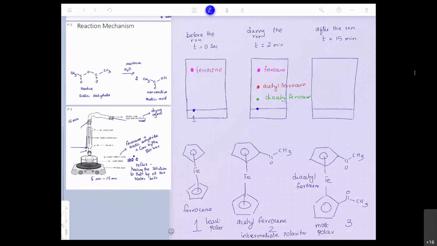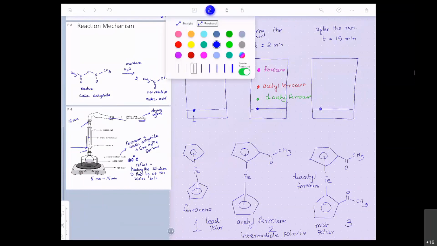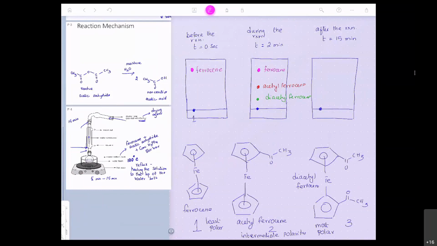Then I'm going to spot after the reaction. After the reaction, if you had a great day, you should have no ferrocene. Like all the ferrocene is reacted. All you should have is acetylferrocene. Of course, you cannot avoid a little bit of that diacetylferrocene, or maybe it's a great day and you didn't form any diacetylferrocene.